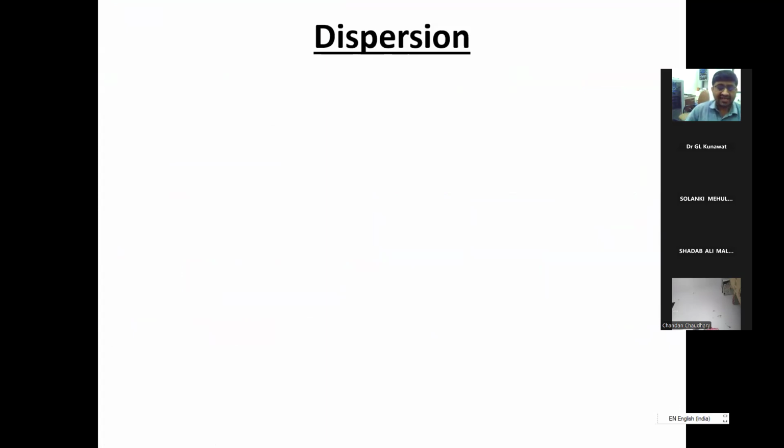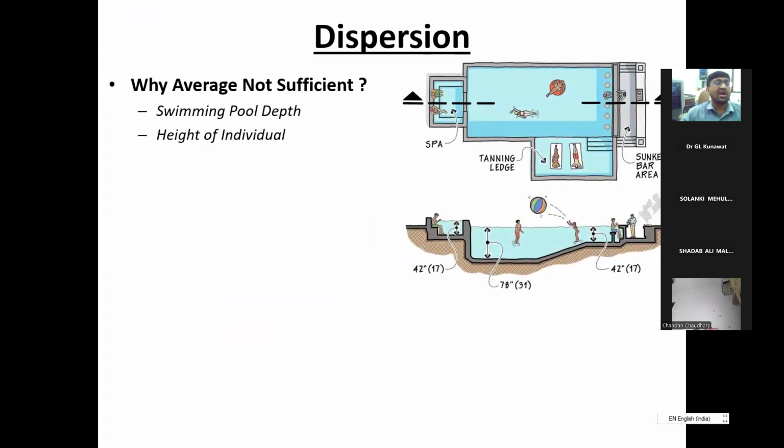Now we have seen the central value, that is, we are calculating the average. But is calculating the average sufficient? Let us see. Your height is 5 feet and the average swimming pool depth is 4 feet 5 inches. You do not know swimming, and if you go into the swimming pool, will you not drown?